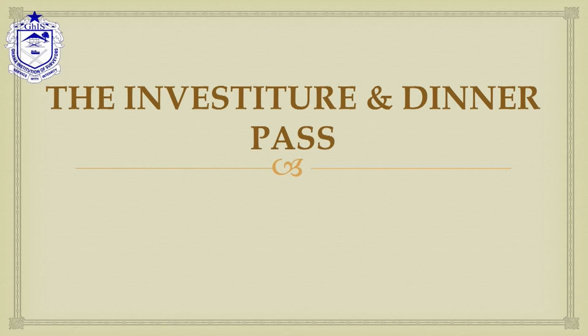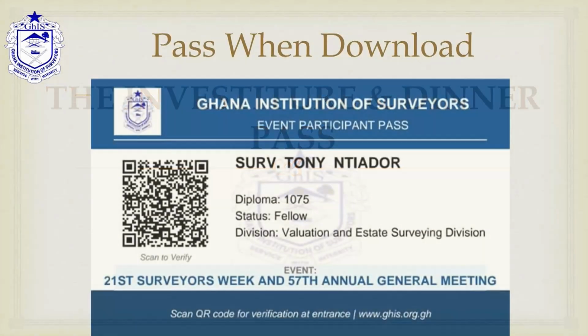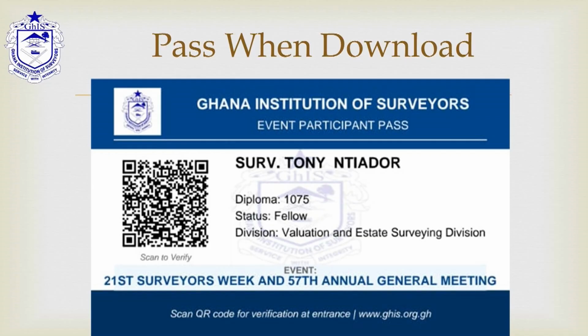That gives you an event pass. So the event pass shows like an ID. For tomorrow, everyone should have this ID on their phone or print it for the investiture, to avoid the incidents where we plan for a certain number, but we get outnumbered.